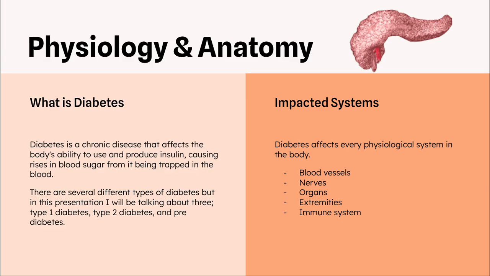There are several different types of diabetes, but in this presentation, I will be talking about three: type 1 diabetes, type 2 diabetes, and prediabetes. Another common type is gestational diabetes that occurs in pregnant women. The main impacted system is the pancreas, but it affects every physiological system in the body: the blood vessels from blood sugar being too high for too long, nerves, like in peripheral neuropathy, which you'll learn about later in this slide, your organs, extremities, and your immune system.